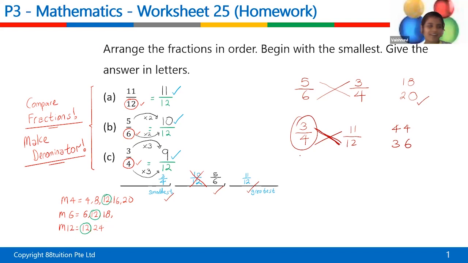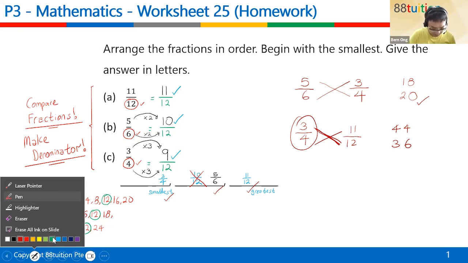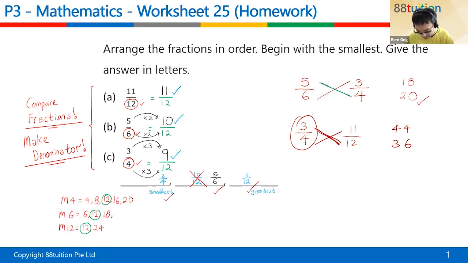So we can put it in order. 3 out of 4, then 5 out of 6, then 11 out of 12. Quite interesting, I never saw this method before. All right, so 5 times 4 will give you 20, right? So 20 is bigger than 18. So this is bigger than this one, right? This is the smaller one, correct or not?